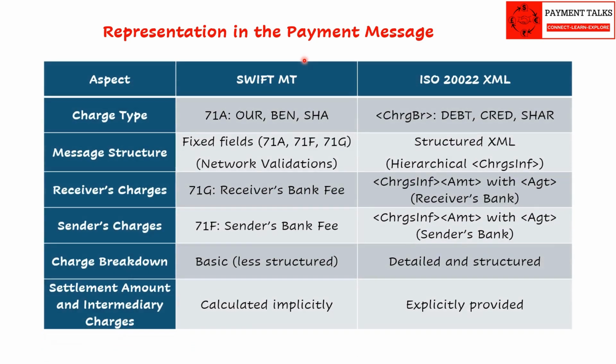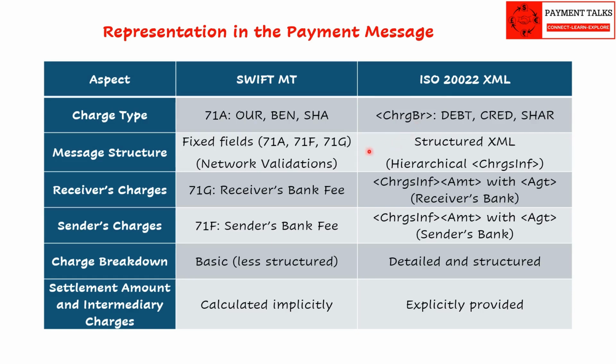Let us now compare and understand the nuances of these charge codes in legacy MT and new ISO CBPR messages. Also, we will understand how these charges and codes are represented in the payment messages. Firstly, the charge codes in MT are OUR, BEN, SHA. These are represented in the field tag 71A in MT, and the charge codes in MX are DEBT, CRED, SHAR. These are represented in the XML tag charge bearer.